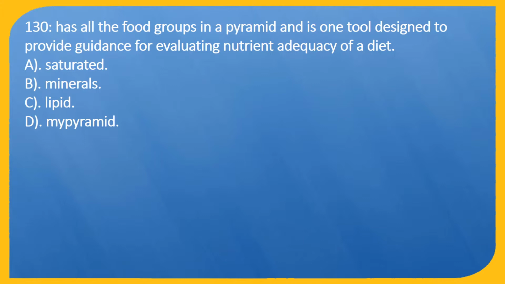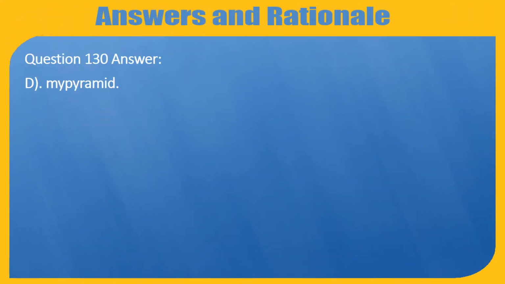Question 130. Has all the food groups in a pyramid as one tool designed to provide guidance for evaluating nutrient adequacy of a diet. A. Saturated. B. Minerals. C. Lipid. D. MyPyramid. Question 130. Answer, D. MyPyramid.